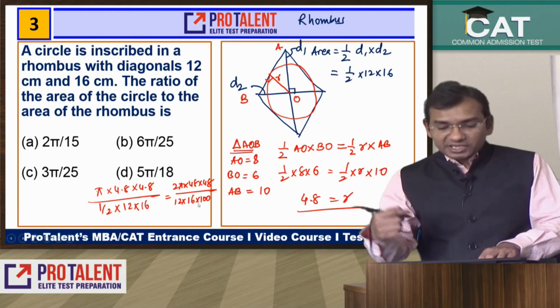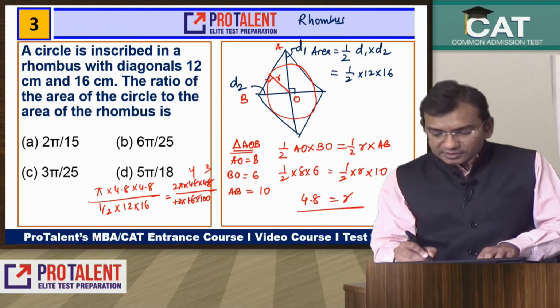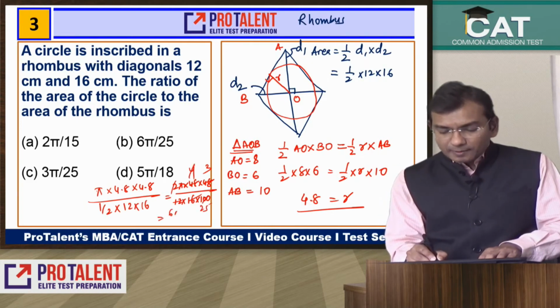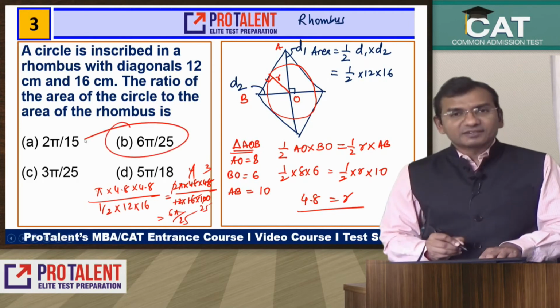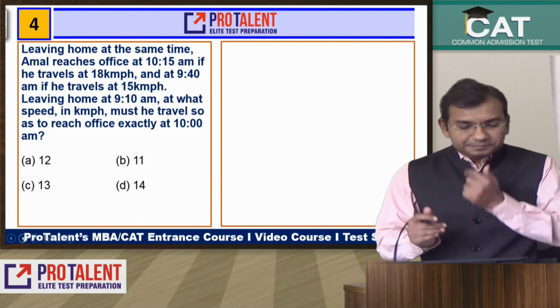So I get 12 4s are 48, 3 2s are 6, pi by 25. Answer would be pi by 25. Easy. Great. चलिए great. अगला सवाल.